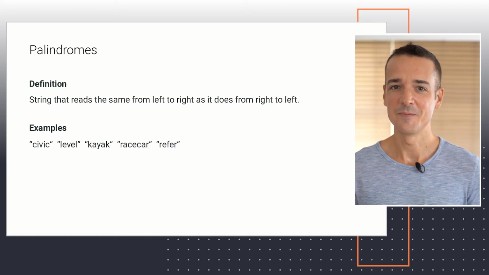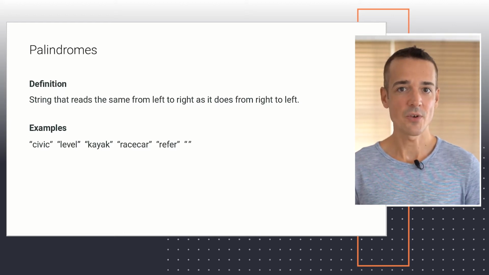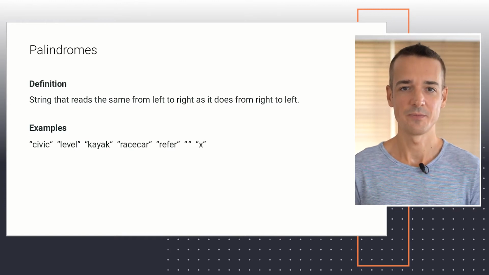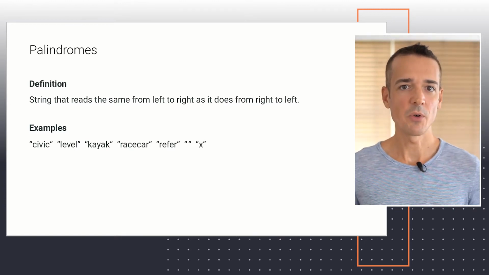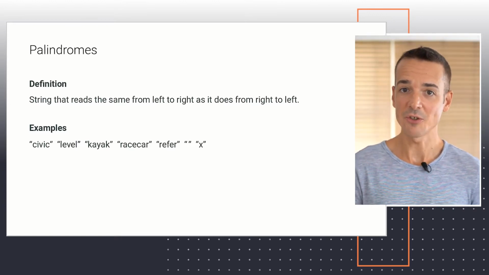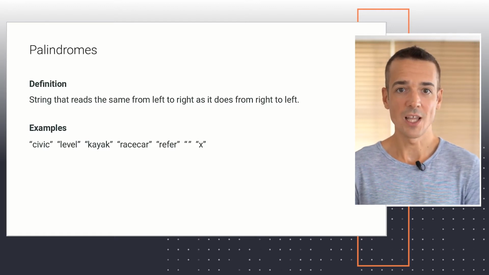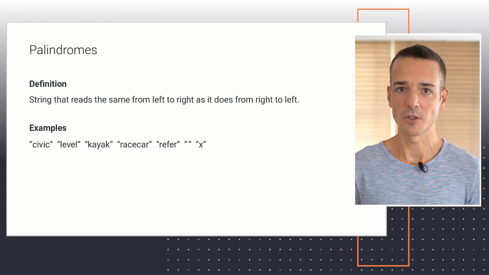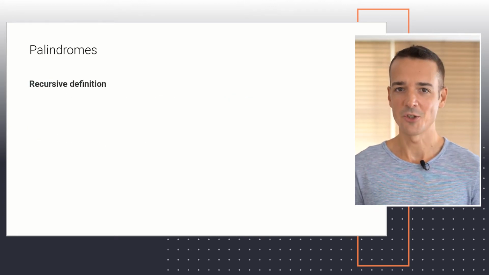There's plenty of them. We'll also consider the empty string to be a palindrome, as well as a string formed of one single character. While it is possible to come up with an iterative palindrome detection algorithm, that is, one that doesn't rely on recursion, we'll focus here on a recursive version based on the following definition.